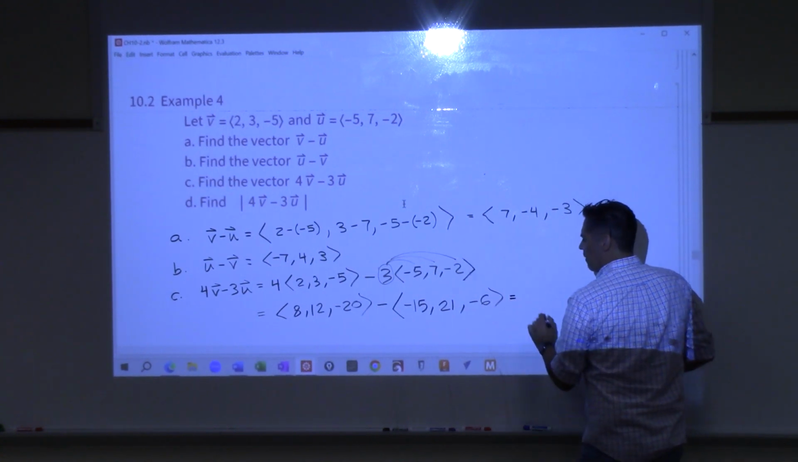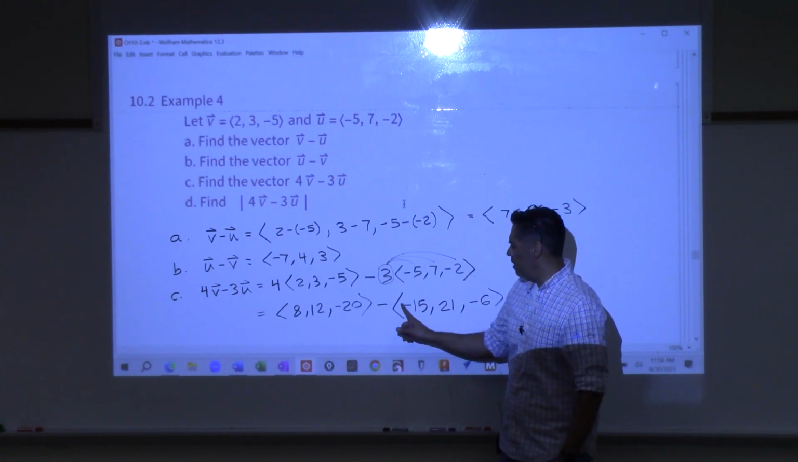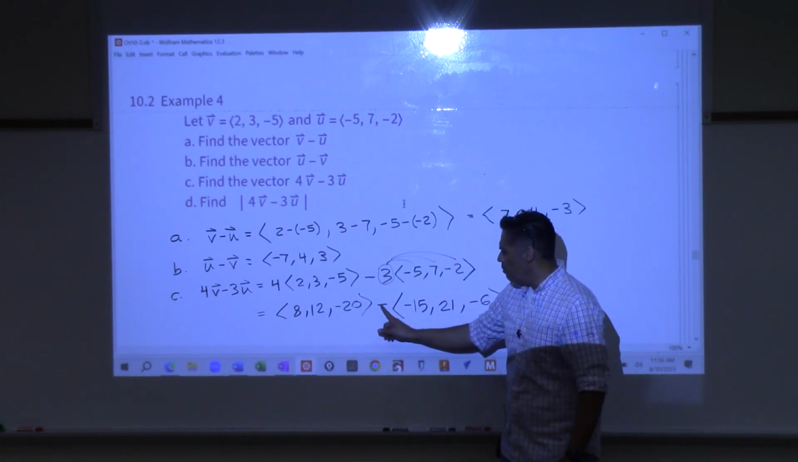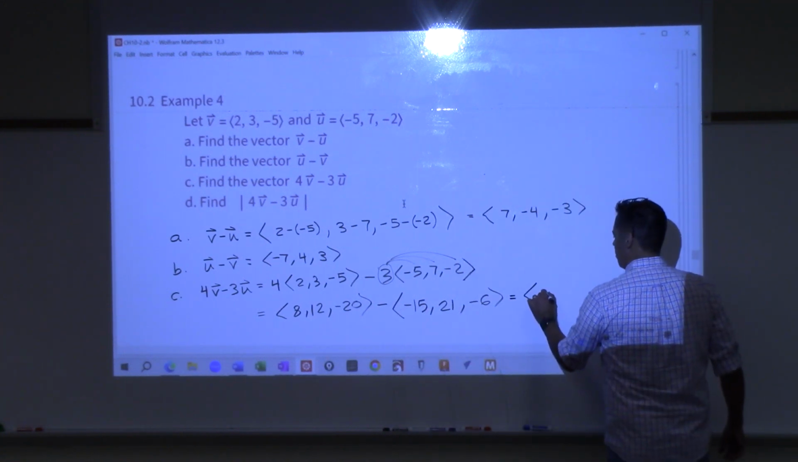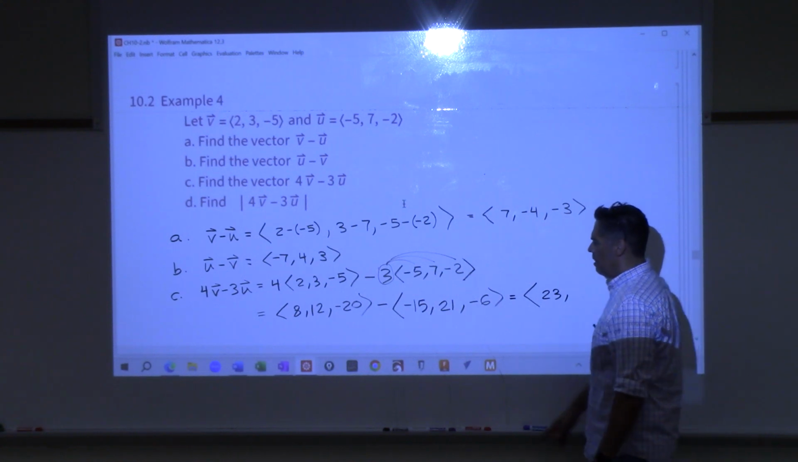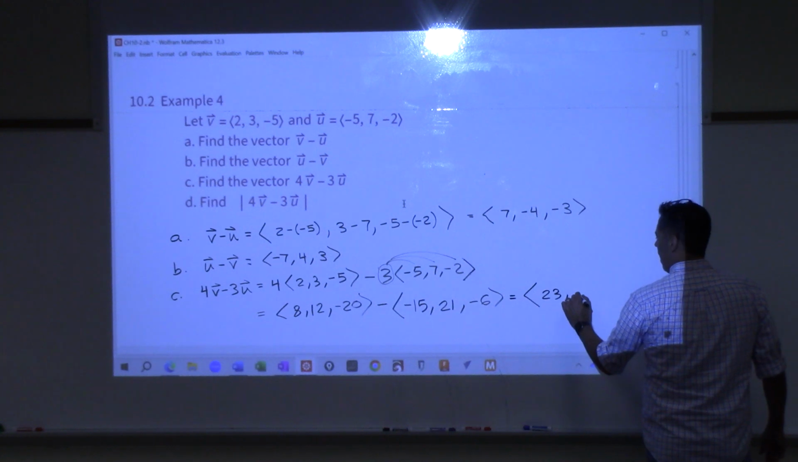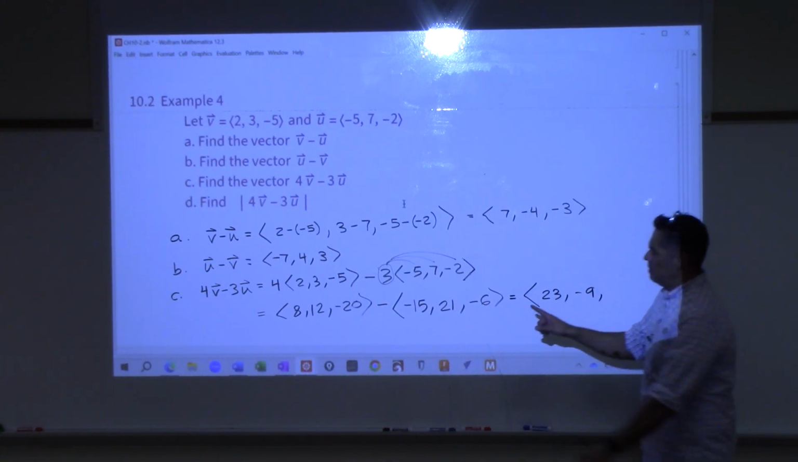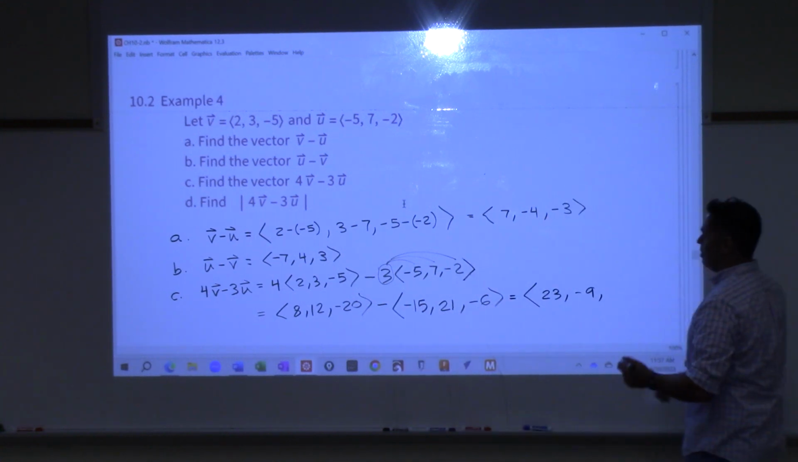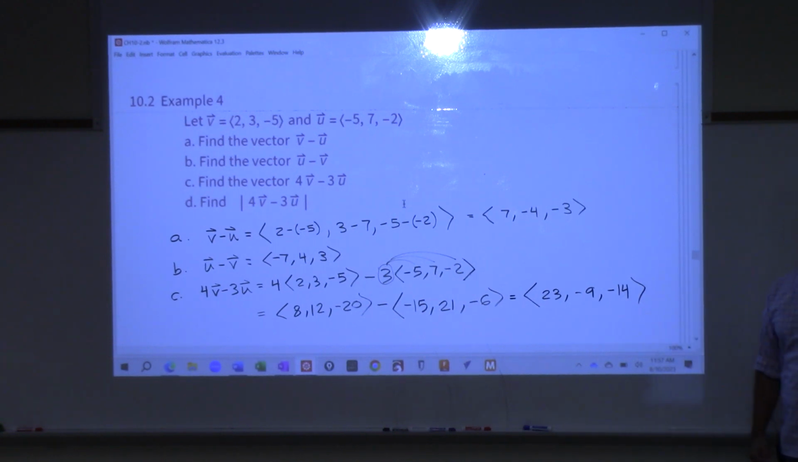So here, what are you going to do here? You do 8, take away negative 15, right? So that should be 8 plus 15, which is 23. And then you have to do 12, take away 21, which is negative 9. And then you have negative 20, take away negative 6. So add 6, you get negative 14, right? Y'all got that? Okay. All right, so we've answered part C.